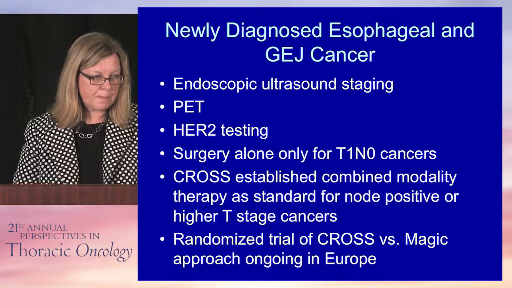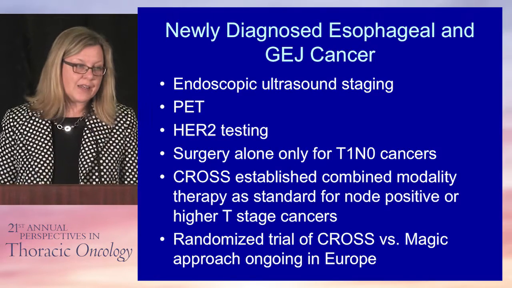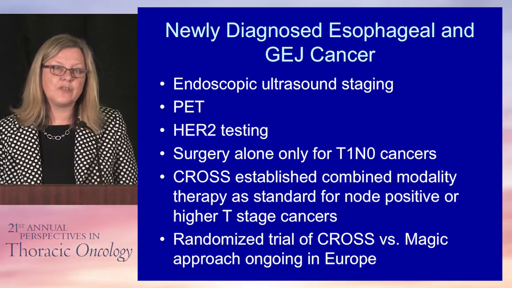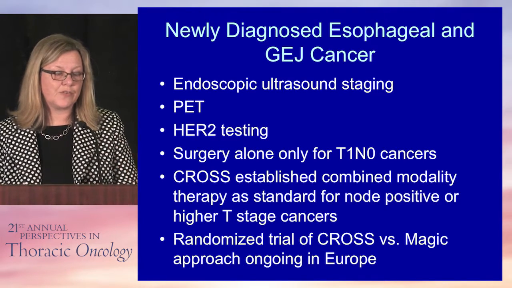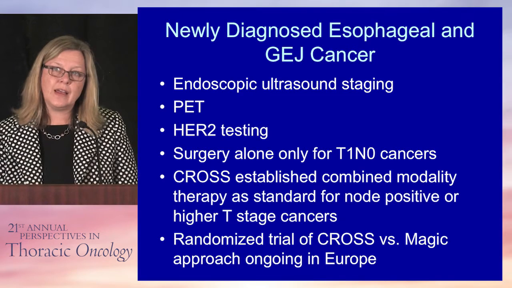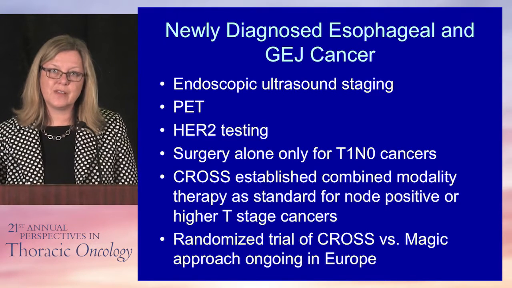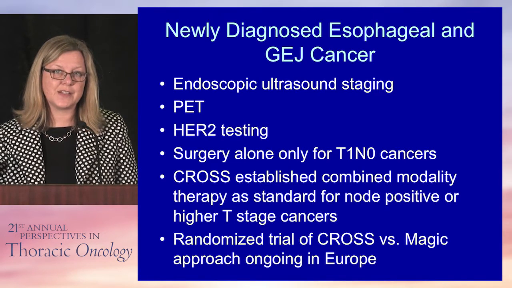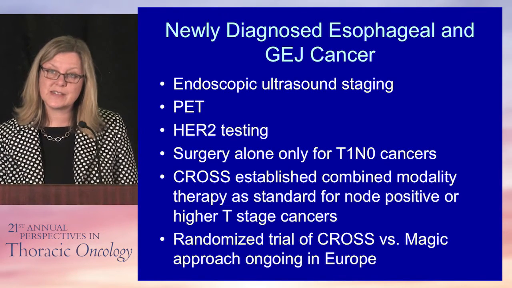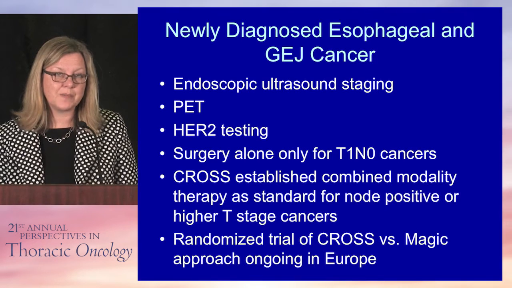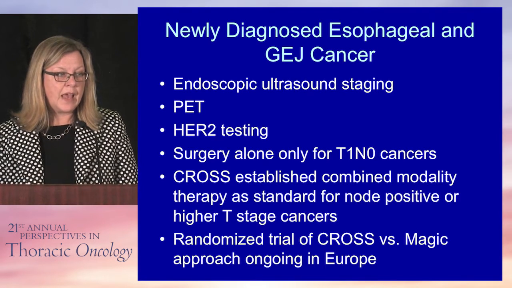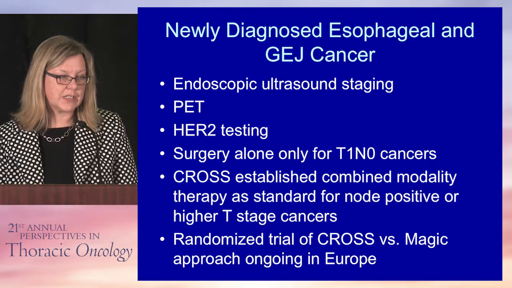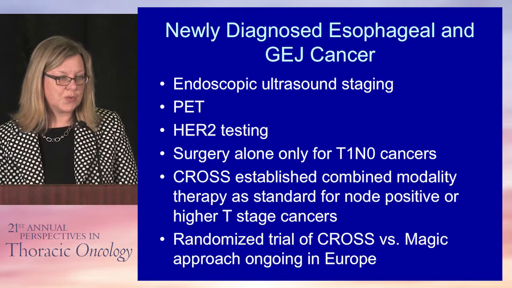So for patients who are newly diagnosed with esophageal and GE junction cancer, it's really important to do careful staging, both for metastatic disease and for the local extent of cancer. And endoscopic ultrasound is still the most useful tool for deciding what is the depth of invasion of the cancer into the wall of the esophagus. Very important in making decisions about neoadjuvant therapy. PET has been shown to be prognostic and is also very sensitive for distant disease in this cancer, and so is routinely done.